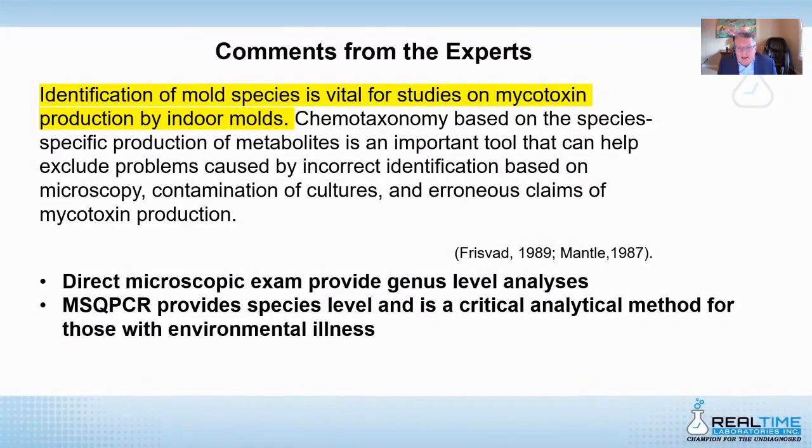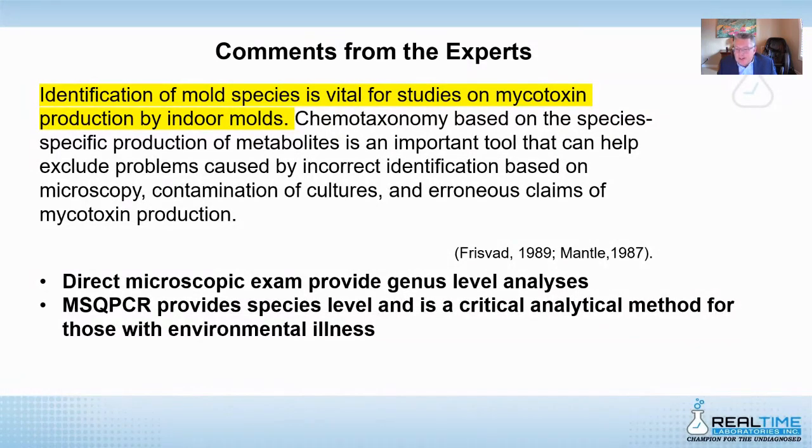So I think this is an interesting comment. It talks about identification of mold species is vital for studies on mycotoxin production for indoor molds. Chemotaxonomy based on the species-specific production of metabolites is an important tool that can help exclude problems caused by incorrect identification based upon microscopy, contamination of cultures, or erroneous claims of mycotoxin production.